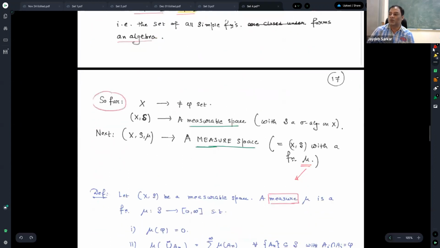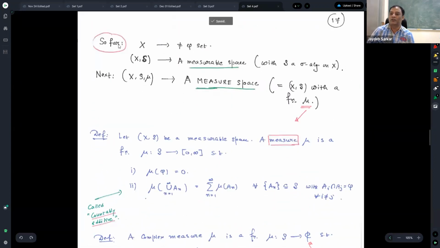Okay, so far, this is what we have done. We started with a non-empty set X, and then we developed the idea of measurable space. So what is measurable space? It is the ordered pair X comma S. What is S? S is a sigma algebra on X, right? And right now we are going to do something more. After measurable space, we are going to talk about measure space. So see the difference between wording, it's slightly different, measurable to measure. So we are going to talk about measure space.